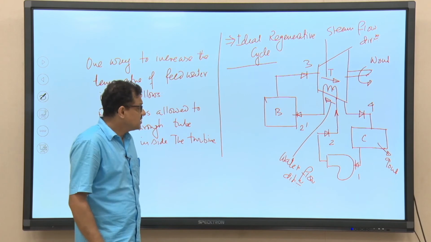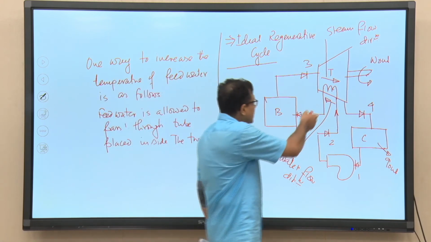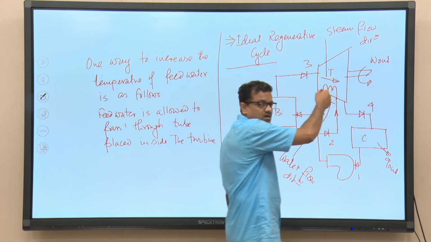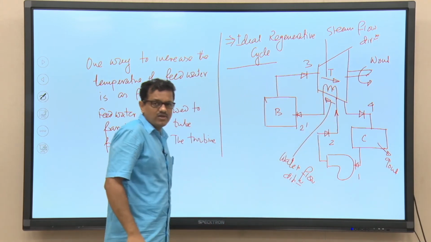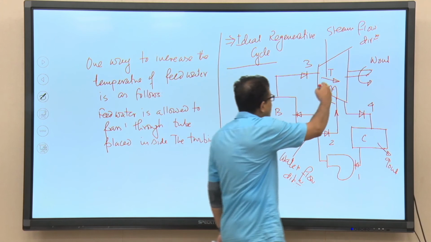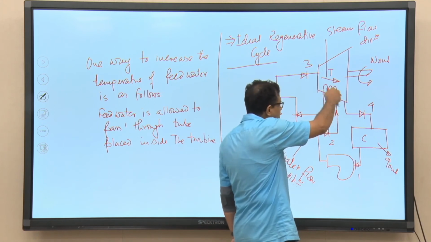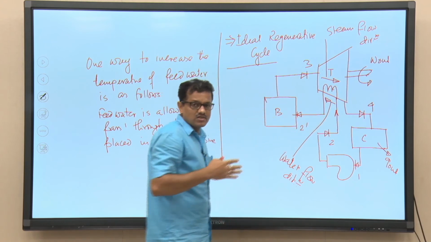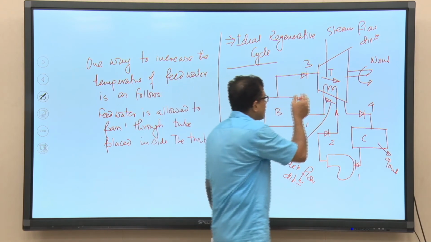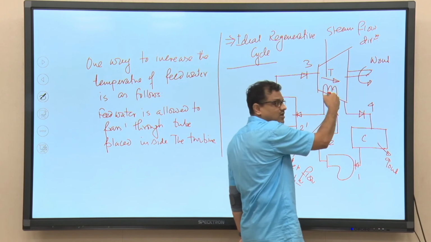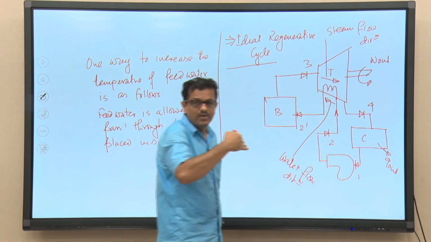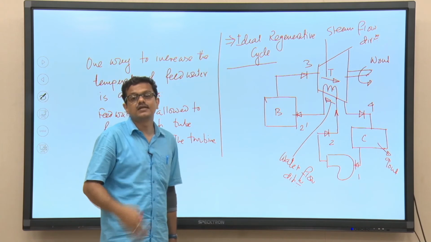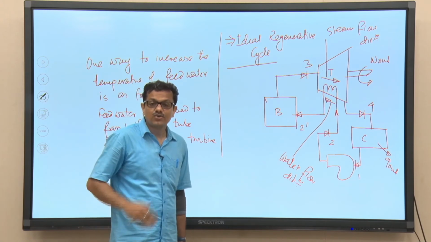So, instead of allowing water to pass through the turbine, because ultimately steam will be in contact with the tube which is placed inside the turbine, the concept is we can take a certain amount of heat from one part of the cycle, and that heat will be utilized to increase the temperature of feed water in another part of the cycle, and that is nothing but regeneration. Okay. So, we are regenerating.